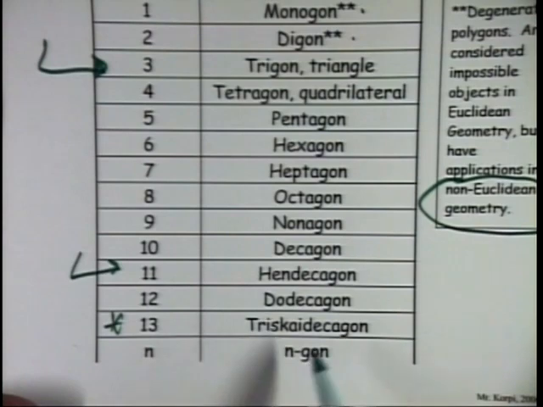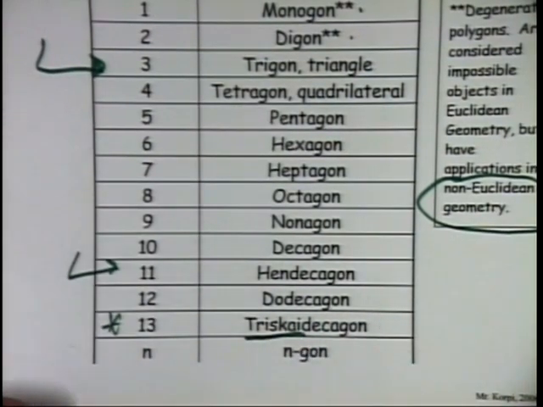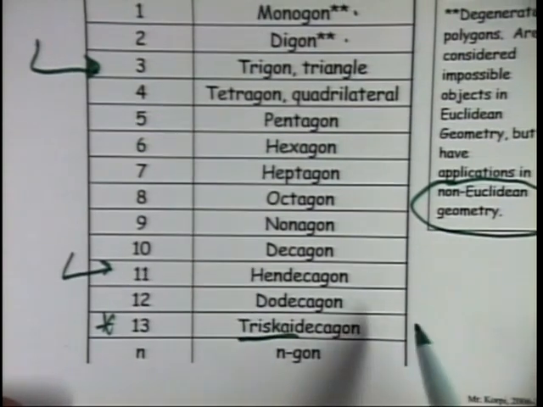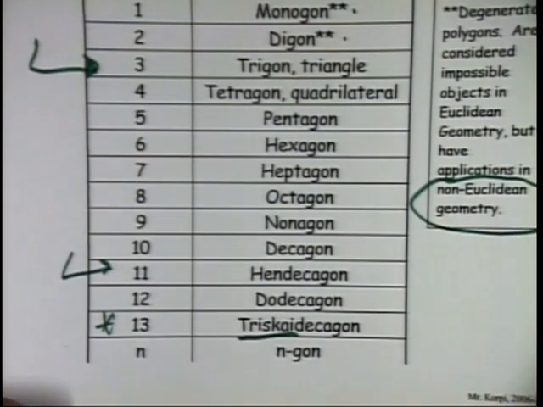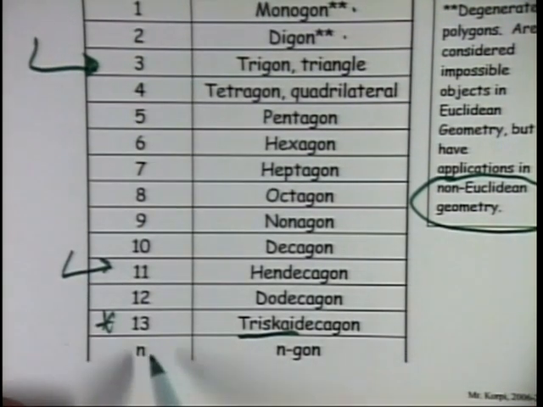And number 13, my favorite one, a triskaidekagon. Okay, almost sounds like a cracker polygon. But the triska is actually the root for 13. So triskaidekaphobia would be the fear of number 13. And some people actually have that. Okay, and of course, in general, an n-sided shape would be an n-gon.